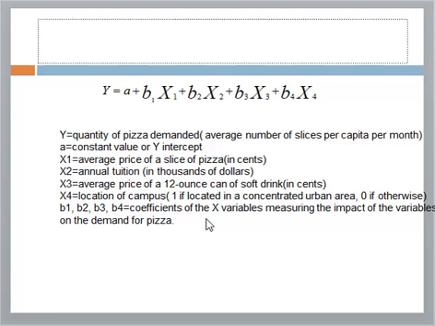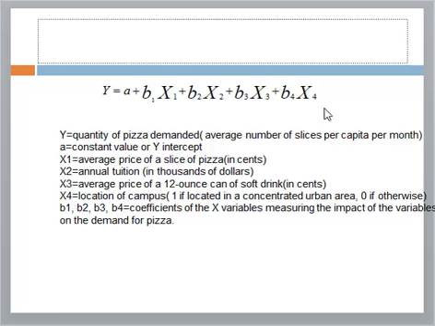The unit of measurement for the location variable is quite different from the others because the data for locations are not quantitative data, meaning it has nothing to do with numbers, so we have to give it some codes. We give it 1 if located in an urban area, in a concentrated urban area. We give it a value of 0 otherwise.